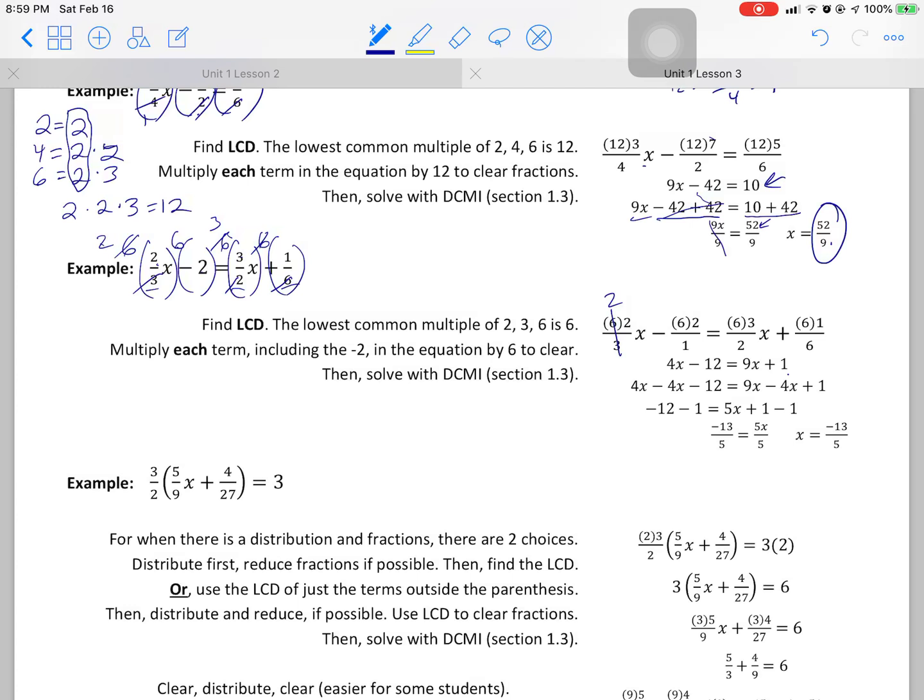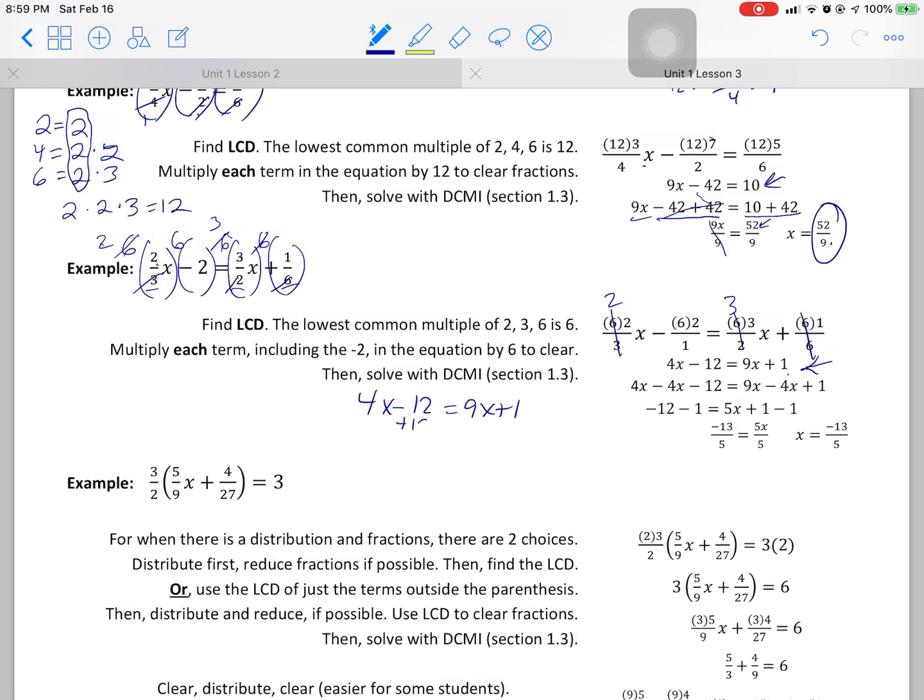That makes the 4. That makes the 12. That makes the 9. That makes the 1. However you want to write it down, you need to get to this step here. Then once you're in that step, I like to do it this way: 4x minus 12 equals 9x plus 1.